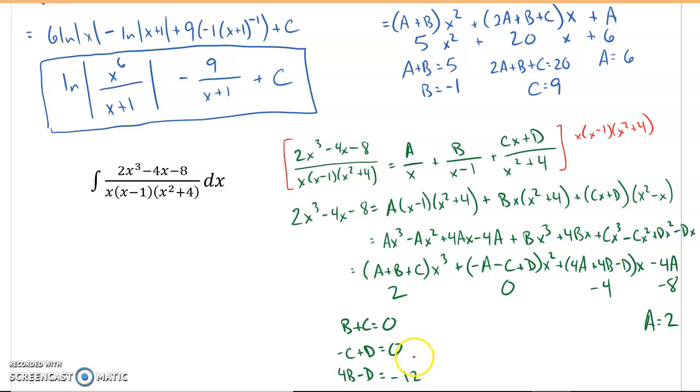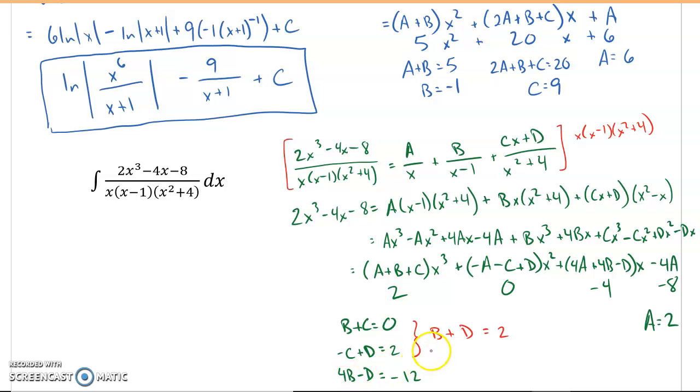For example, if we decide to add these two together, the c and the negative c cancel out. Oh, wait a second, I messed up here. This should be a 2, shouldn't it? We added 2 to the other side, so 2 plus 0 is 2. I think I said that, but then I wrote the wrong thing. So when we add these together, the c and the minus c cancel out, but the b plus d is still there. b plus d is equal to 0 plus 2.